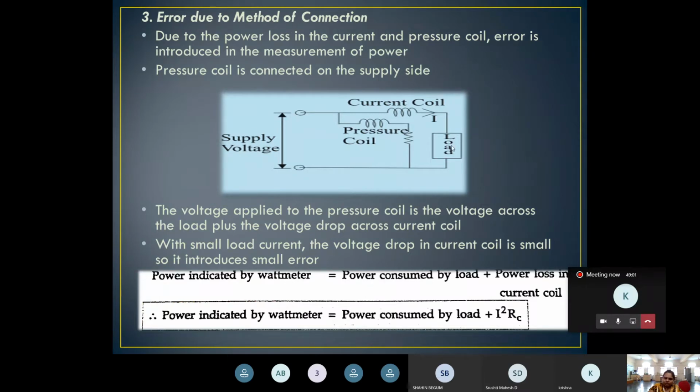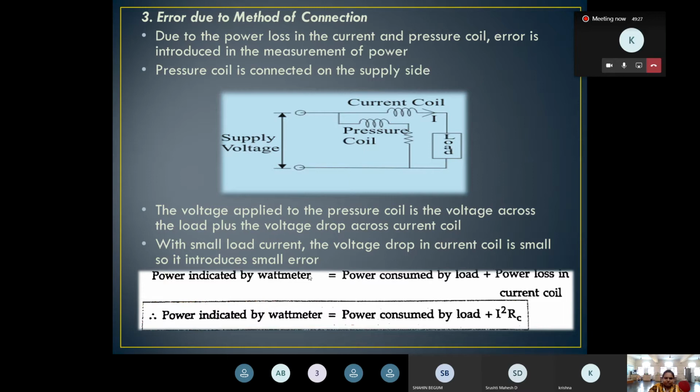When a small current is drawn by the load through the current coil, a small error is introduced. That's the error we get when the pressure coil is connected towards the supply side. Okay, what is the equation I can write here?